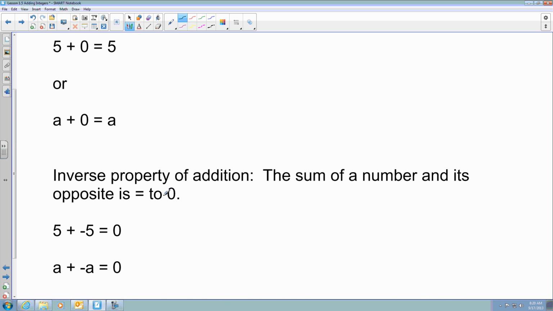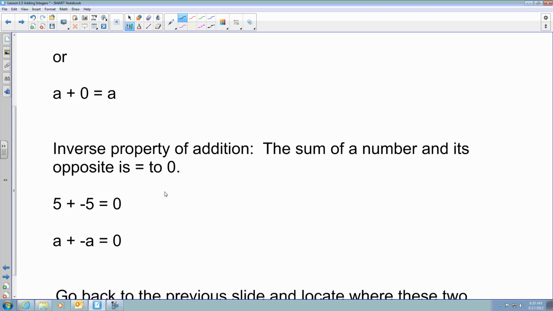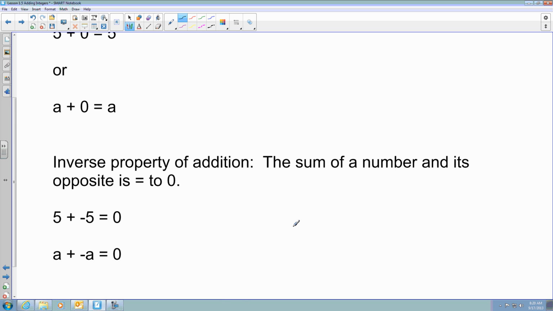All right? And then if we look at the inverse property of addition, it means the sum of a number and its opposite will always be 0. So if I have 5 plus negative 5, it's going to equal 0. In a more general sense, we can say a plus negative a will always equal 0.